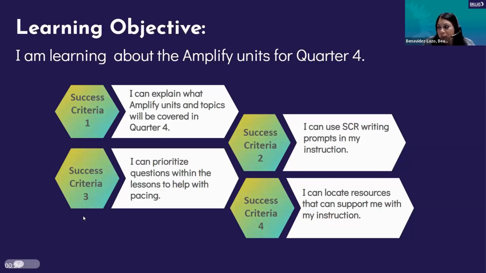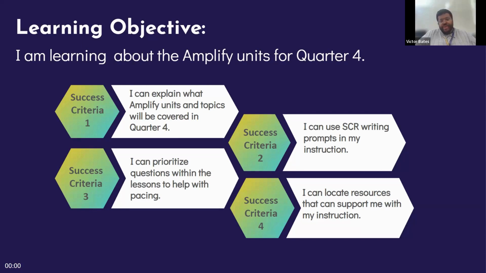Okay, so our learning objective today is: I'm learning about the Amplify units for Q4. Can someone come off mute to read success criteria 1 for us? I can explain what Amplify units and topics will be covered in Q4. Thank you. Success criteria 2, someone else? I can use SCR writing prompts in my instruction. Perfect. Thank you. Success criteria 3? I can prioritize questions within the lessons to help with pacing. Awesome. And then success criteria 4? I can locate resources that may support me with my instruction.